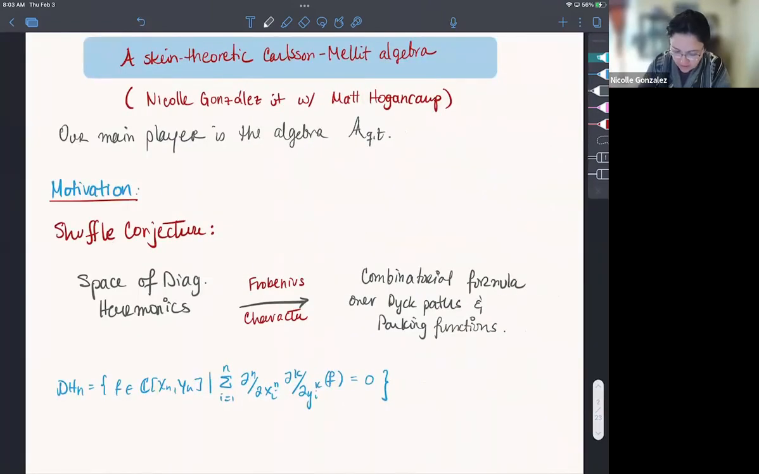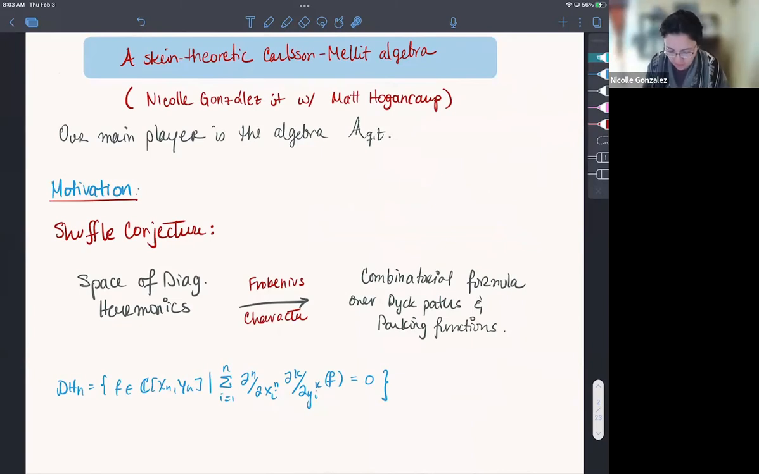So what I want to tell you about today is essentially a story about this Carlsson-Mellit algebra, and how to turn it from algebra to pictures, right, to skein theory. Everything I'm going to tell you about is joint work with Matt Hogenkamp. Before I tell you what this algebra is, let me give you a little bit of context and maybe a little bit of history.